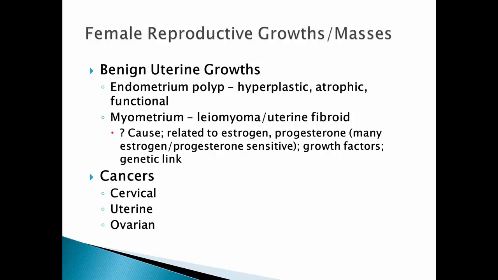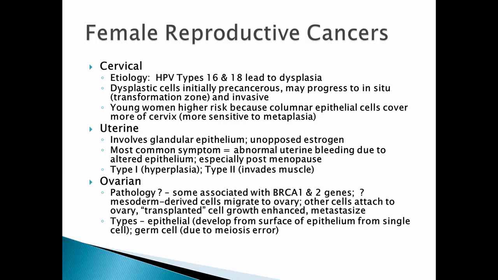The next piece we want to take a look at are female reproductive cancers. The three that we're going to specifically take a look at are cervical, uterine, and ovarian. And then we're also going to talk about breast. So let's start with cervical cancer. One of the most important things we want to remember about cervical cancer is its etiology.